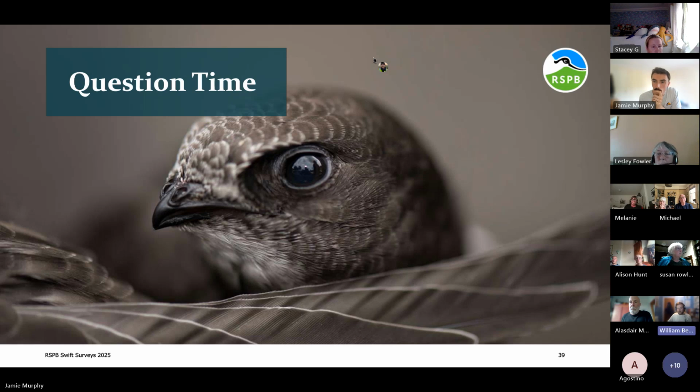There's a question from Stuart about would one or two swifts screaming constitute a party? I appreciate SwiftMapper is an RSPB tool, but is there not value in reporting to the local ecology unit as well? Yes, so it doesn't have to be a big group to constitute a party. If you have one or two flying low over a house, then it's still an indicator that they might be interested in nesting in the area. So it doesn't have to be over a certain size.